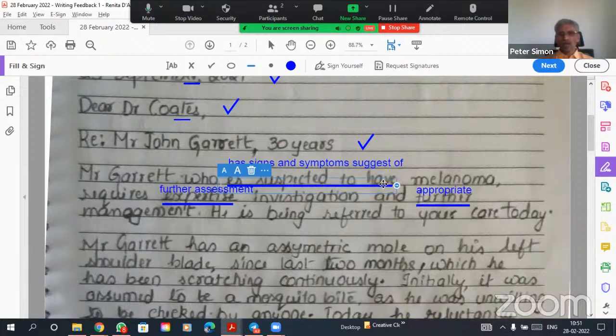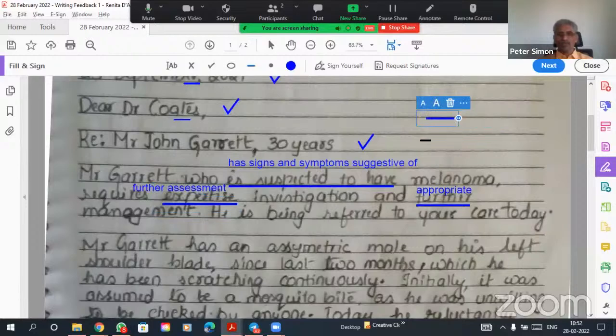Who is suspected to have? Okay, this is ordinary quality, and you can increase the quality too. Who has signs and symptoms suggestive of? Or whose signs and symptoms are suggestive of? Or who has signs and symptoms suggestive of? Who has signs and symptoms suggestive of melanoma requires further assessment. Further assessment, investigation. You made a spelling mistake. You made a spelling mistake.